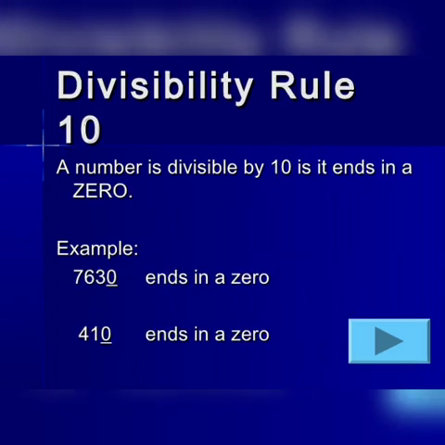Next is the divisibility rule for number 10. A number is divisible by 10 if its last digit is 0. Like number 5, 10 is also similar to that. Example for that is 7630. What is the last digit here? 0. So if the last digit is 0, then it is obviously divisible by 10. Next example is 410. The last digit is 0 here, so it will be divisible by number 10.